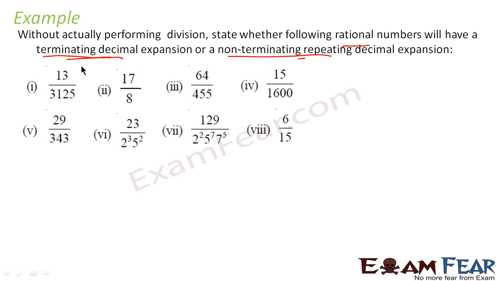Now let's take the first example. 13 by 3125. They are co-primes because there is no common factor between 13 and 3125.